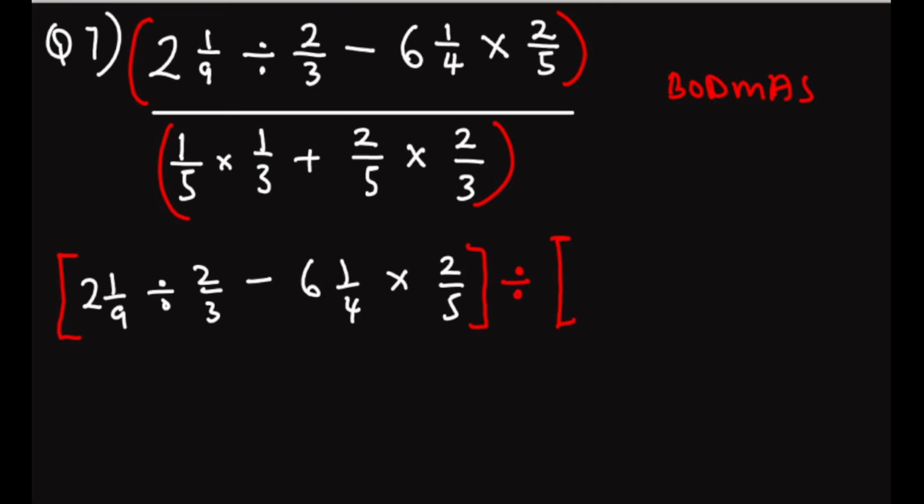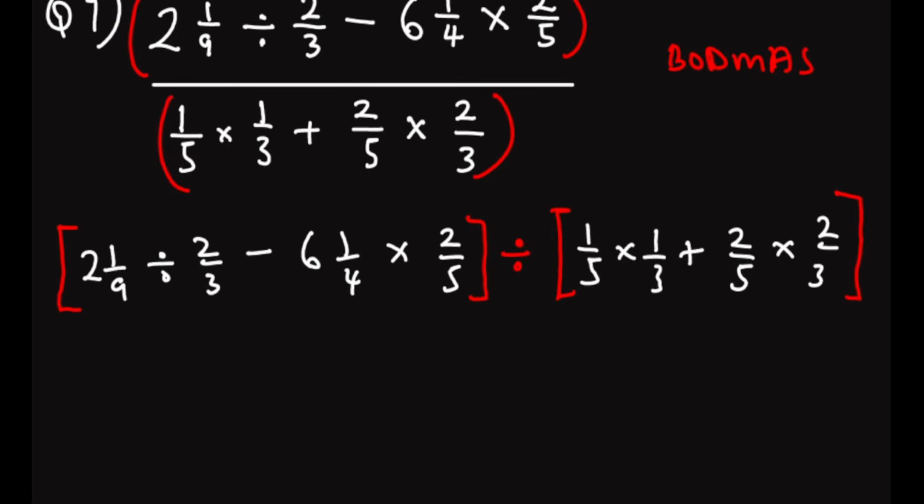Then repeat the second fraction at the denominator. So 1 over 5 times 1 over 3 plus 2 over 5 times 2 over 3, and then we close our brackets like this. So we just solve them as they are. But first of all, we need to change every fraction we are seeing as mixed fraction to improper fraction.